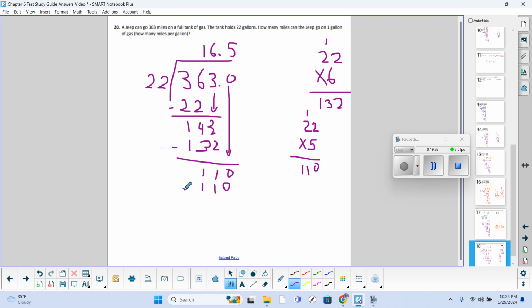Let's extend the page. I have no more remainder. So what does that 16.5 mean? That means every 1 gallon gets you 16.5 miles, or 16.5 miles per gallon.